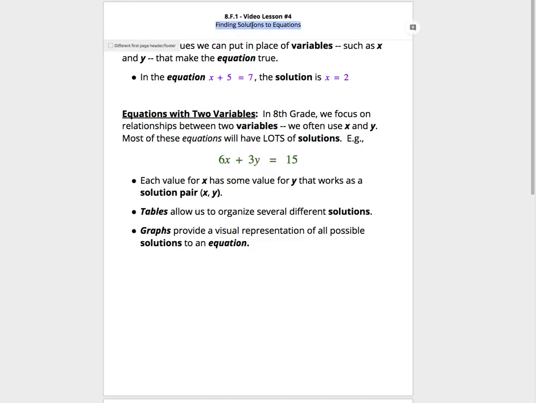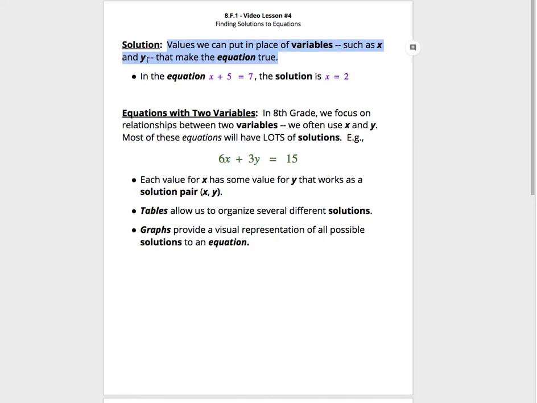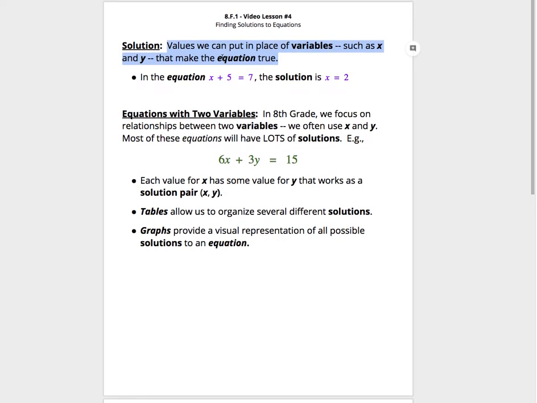This video focuses on finding solutions to equations. Specifically, we'll be looking at equations with two variables. First, a solution is values that we can put in place of variables, such as x and y, that would make the equation true. So in this simple equation, x plus 5 equals 7, the solution is x equals 2, because if we plug 2 into this equation, the statement would be true.